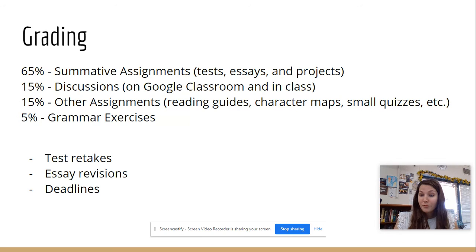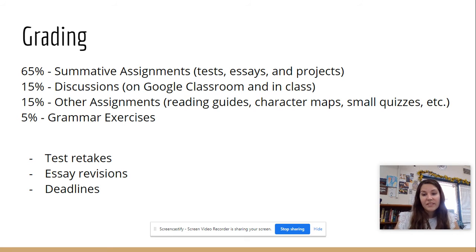I will let you know up front that I allow test retakes up to a month after the test was taken, so you can improve your grade that way. I allow essay revisions. You can start those a week after you have gotten your grade back, and then you are allowed to continue revising until you get the grade you want. So those are great opportunities to improve your skills and your knowledge, and I really hope you take advantage of those. But again, we'll get into more detail about what that looks like on the first day.